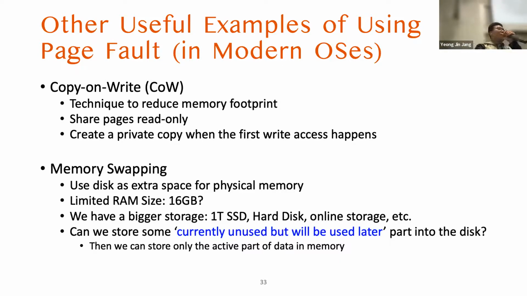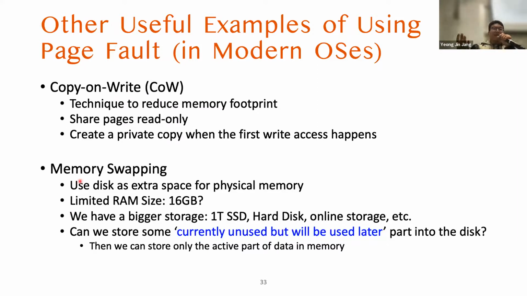The two other things that we are actually using in modern operating systems as a mechanism are called copy on write and memory swapping. Both of these are about overcoming the limitations of virtual memory. Copy on write is a technique to reduce the memory footprint. It lets processes share memory pages as read only, and whenever there's a write, we give a private copy to the specific process. That's how we reduce the memory footprint. We will see the details about that in a few slides.